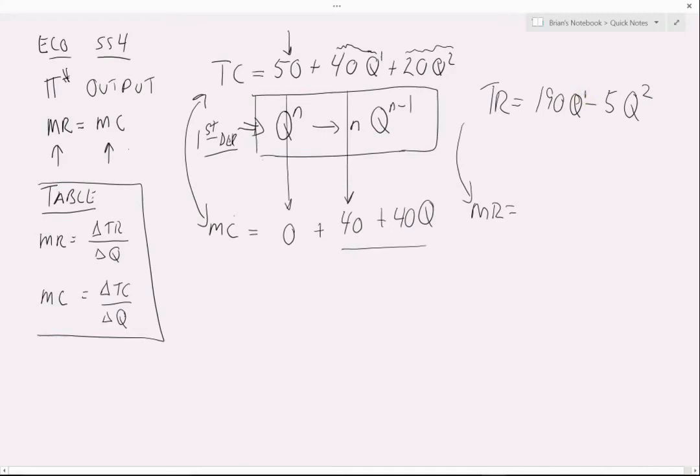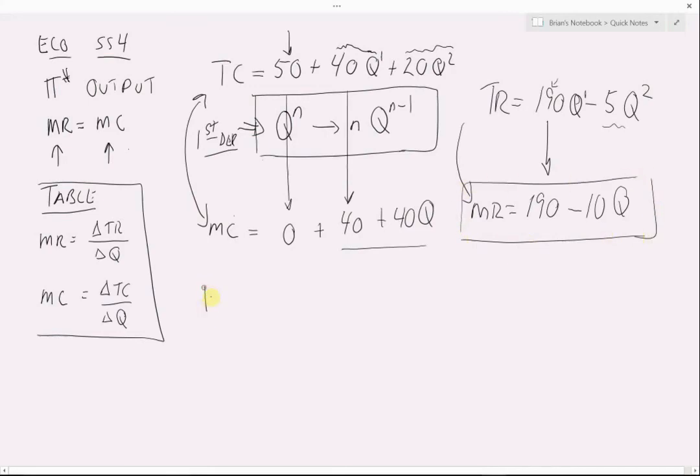So we've got 190q to the exponent 1. So we'll do 1 times 190. So that will give me 190. And this will be q to the exponent 1 minus 1, which is 0. So that's just q to the exponent 0, which is 1. So we're left with 190. Now this part of the equation, we've got minus 2 times 5, which is 10. q to the exponent 2 minus 1, which is just 1. So we have marginal revenue is now equal to 190 minus 10q.